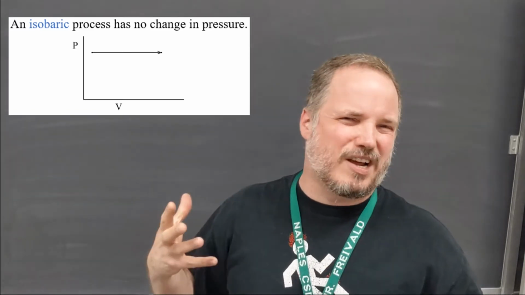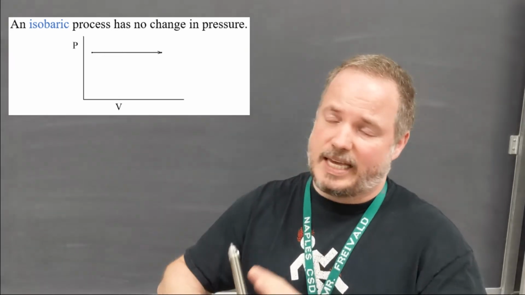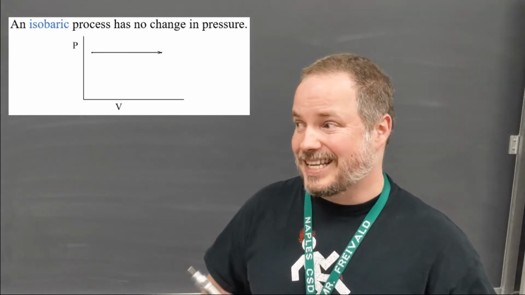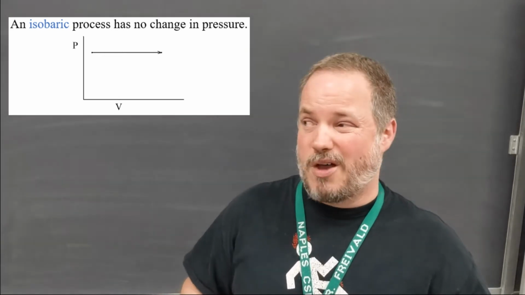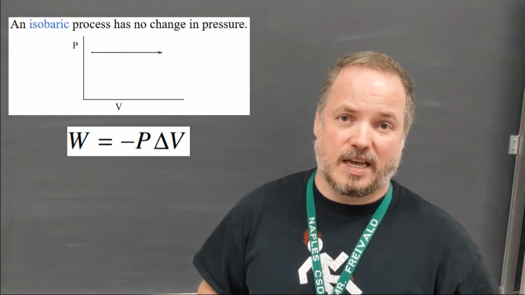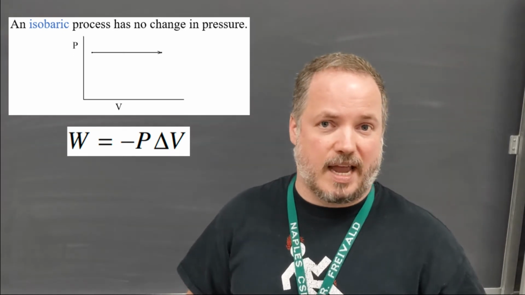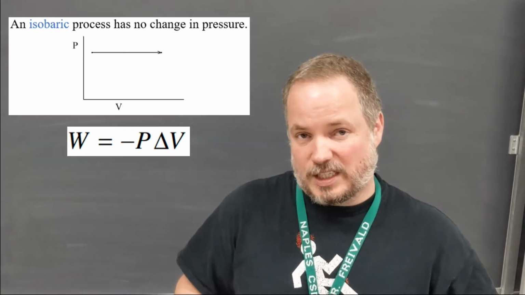Otherwise, they're pretty hard to do, especially hard to do quickly. Either way, an isobaric process is no change in pressure, and so calculating work is super easy. It's minus P delta V, because your pressure is constant. The area under the curve is just a rectangle. Once you have work there, that's pretty simple to do.